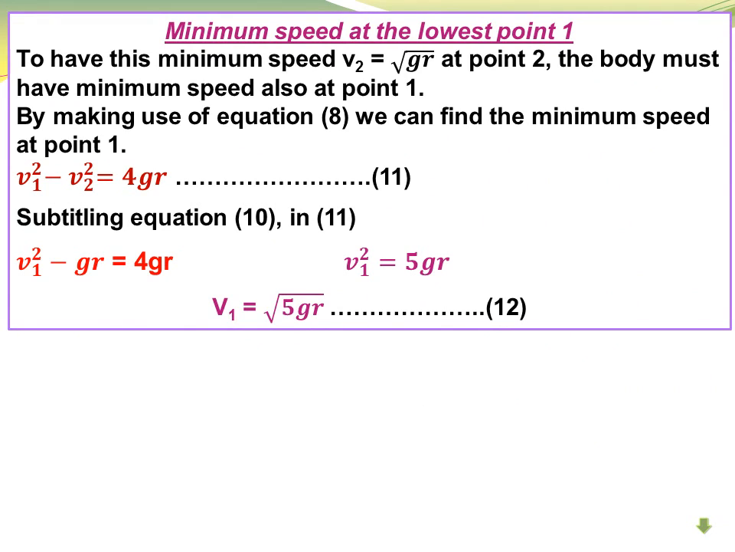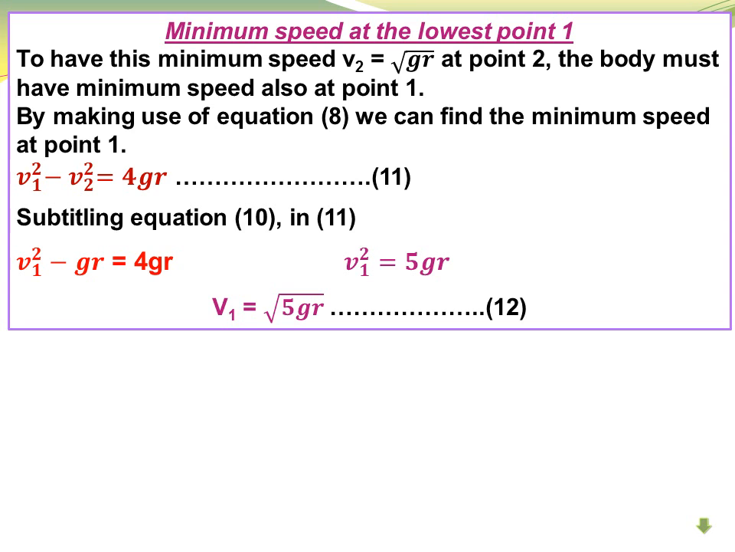Now let's move to the final position, that means the minimum speed at the lowest point 1. To have this, we have v2 equal to root of gr at point 2. The body must have a minimum speed also at point 1. Now by making use of equation number 8, we can find the minimum speed at point 1. That is, equation 8: v1 squared minus v2 squared is equal to 4gr.